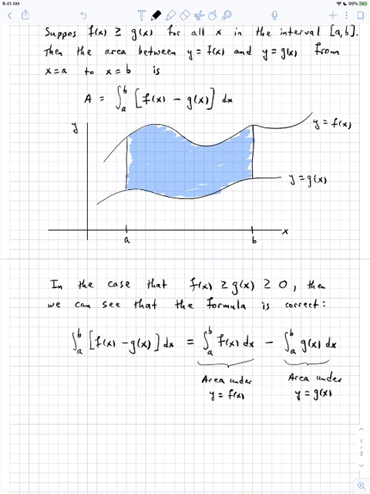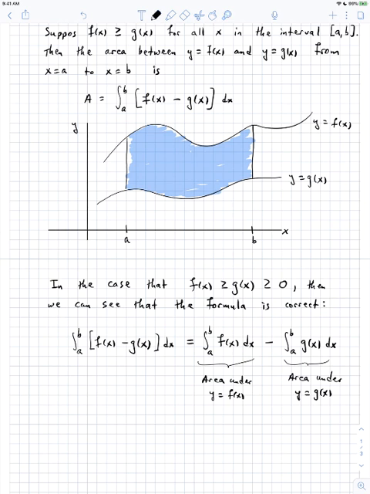So what you're looking at here is first the area of the whole region, the area underneath f. So that's the area between a and b under f. So that's the blue region plus this little bit extra. But that little bit extra is exactly the area underneath g. So if you start with the area underneath f, which is a very much larger region, and then you subtract the area of the region under g, you're left with the area of the region between the two. So we can see geometrically that this formula is correct when you're dealing with functions which are both non-negative.